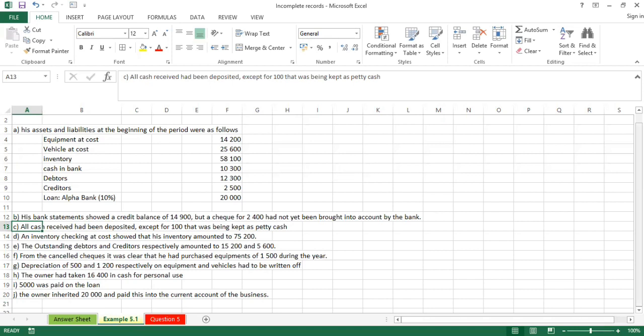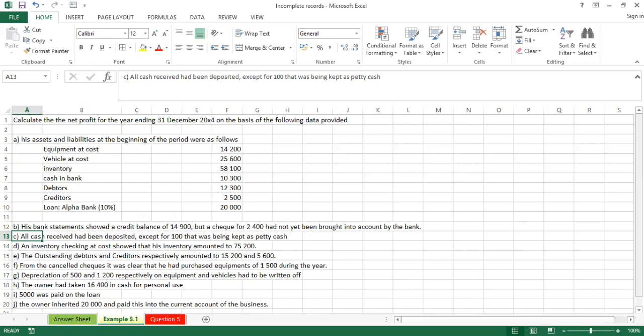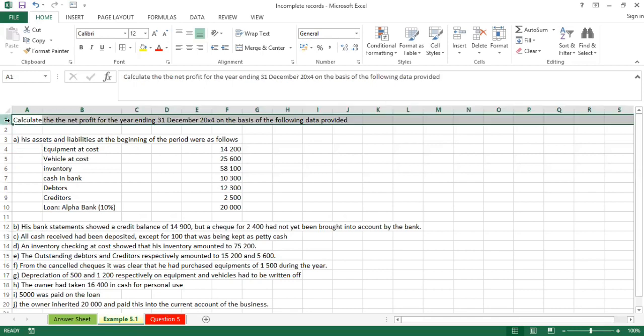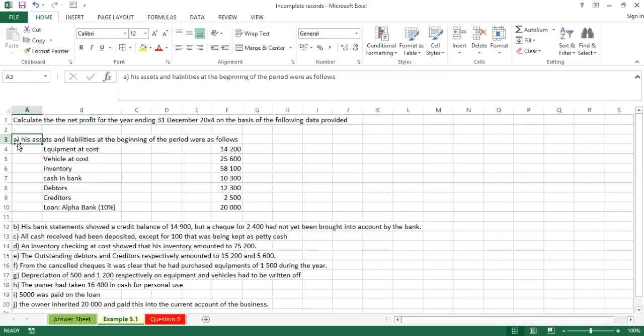In this activity, we are given the following information. They're saying, and I'm reading here, calculate the net profit for the year ending 31st December 2014 on the basis of the following data provided. So we are given all this information at the beginning. They say these assets and liabilities at the beginning of the period were as follows.